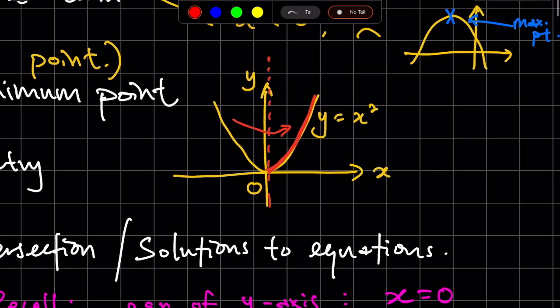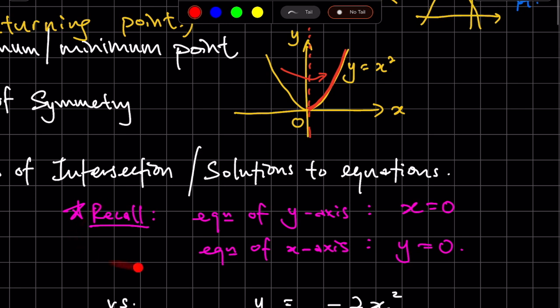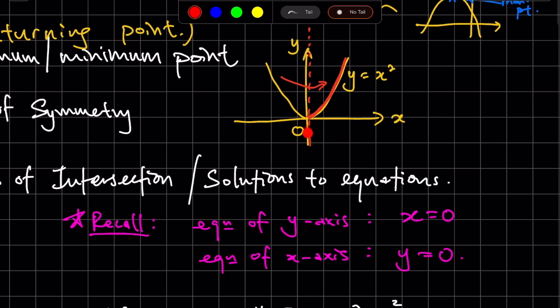First thing you need to recall, down here in pink color, is that the equation of the y-axis is x equals 0. Why? Because any point on the y-axis has an x value of 0. See, your x-axis is over here, this is x equals 0, and anywhere along your y-axis has x value 0. So the equation of the y-axis is x equals 0.